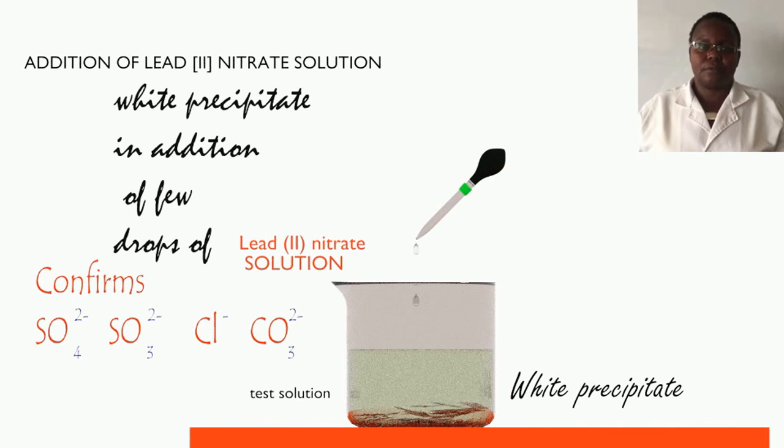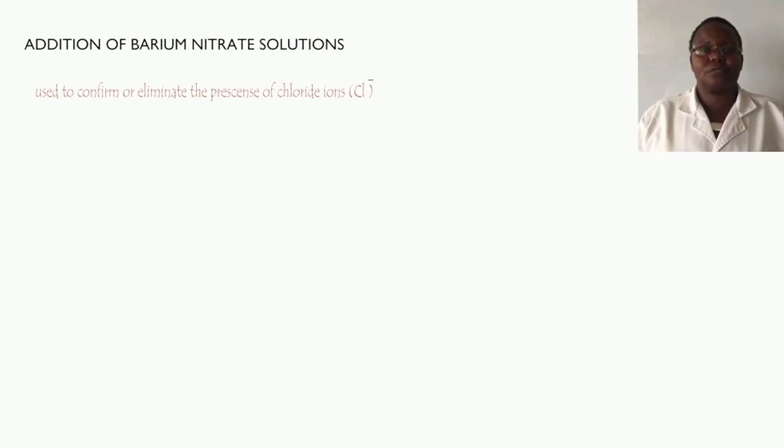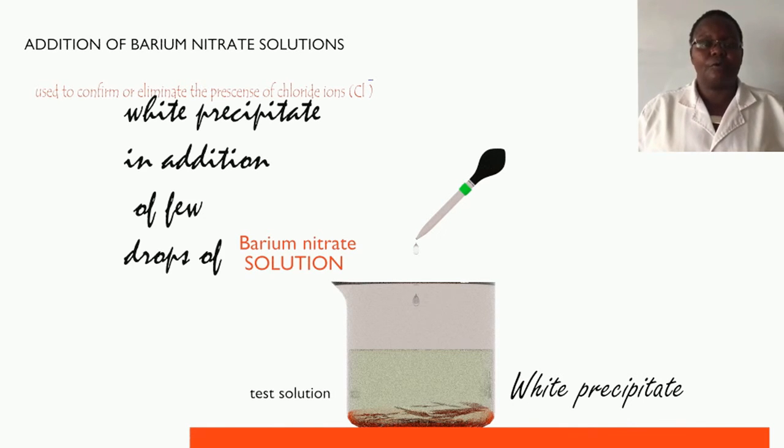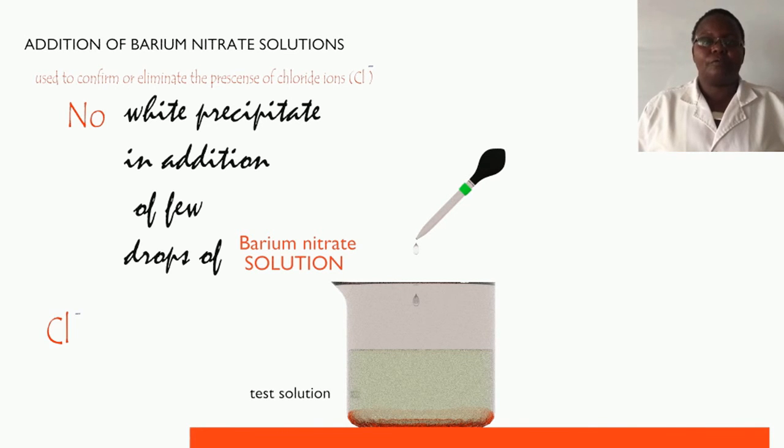The next test solution is barium 2 nitrate, which is used to confirm the presence or absence of chloride ions. To the test solution, add a few drops of barium 2 nitrate solution, and if a white precipitate is formed, then you can conclude you have carbonate ions, sulfate ions, and sulfite ions present. If no white precipitate is formed, then chloride ions are present.